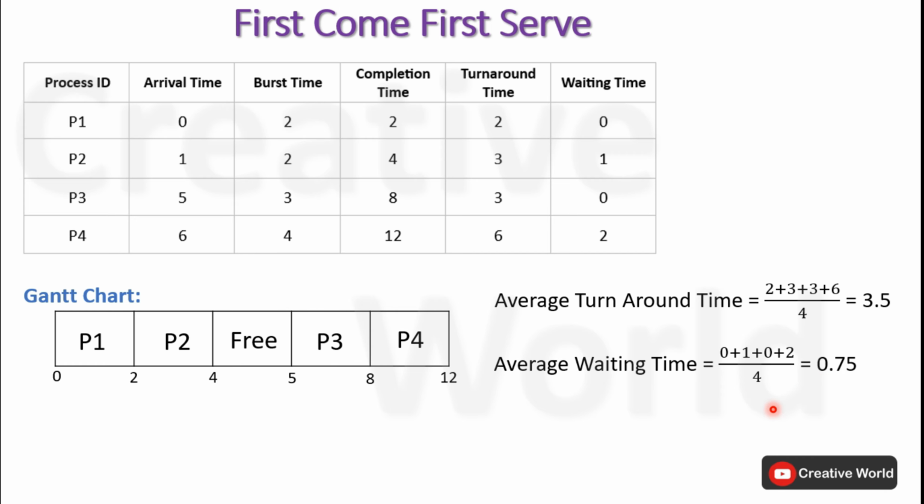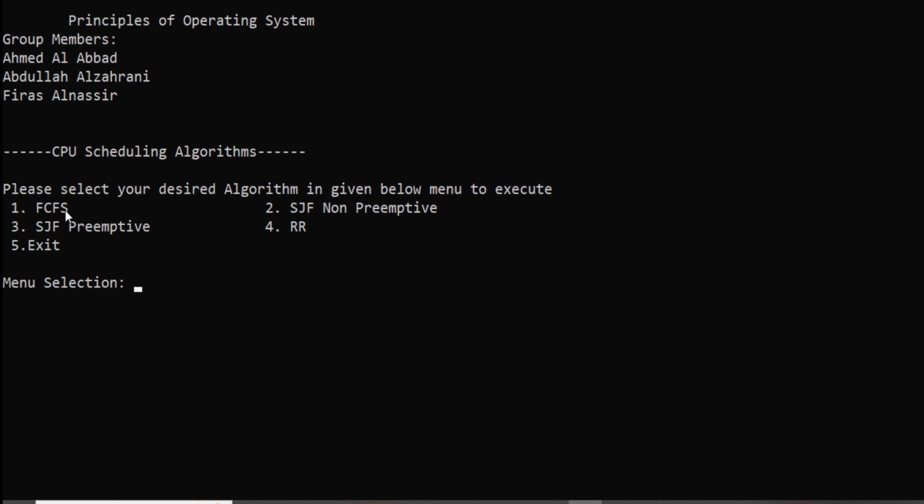Now we will validate this example with the help of a programming language. I have developed a code in C language to execute the first come first serve algorithm. So we will implement this same example with the first come first serve algorithm that is developed in a programming language. Here I have developed a code for the implementation of these 4 algorithms: first come first serve, shortest job first non-preemptive, shortest remaining job first preemptive, and round robin. So for now we will validate only first come first serve.